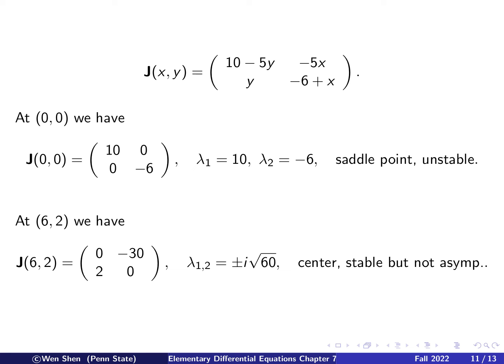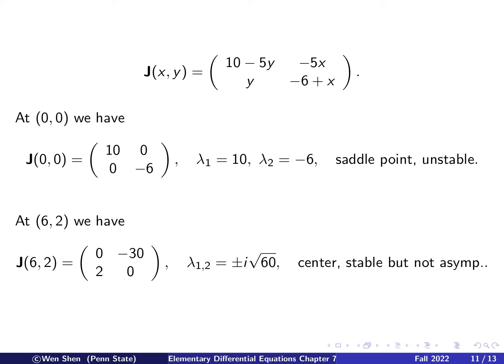Let's compute the second critical point. And the Jacobian matrix will be, x is 6 here, y is 2. We put that in, and then these two are 0, and we get [0, -30; 2, 0]. And we found that we have two pure imaginary eigenvalues, and therefore this point here is a center. It's stable but not asymptotic, so the solution goes around it in a periodic fashion.